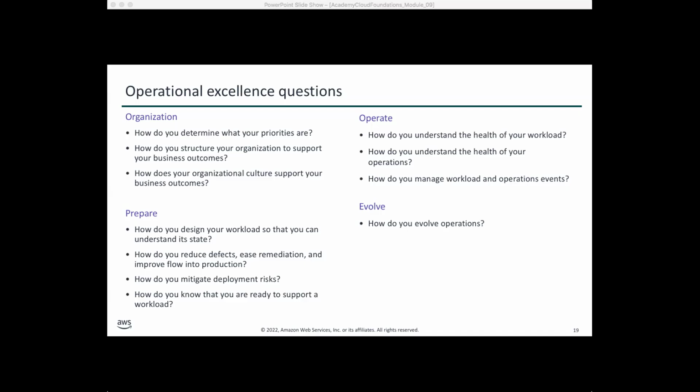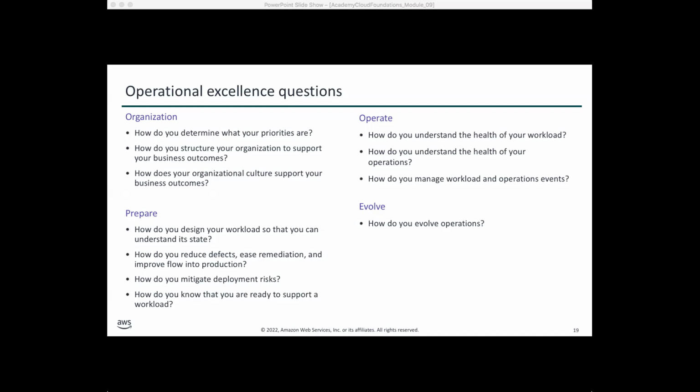Next is prepare, based on the organization. How do you design your workload so that you can understand its state? As you can see, there are a few more questions which follow. So basically, an architect or whoever is responsible for designing your cloud workload should answer these questions, and based on these answers, the design should be done. How do you reduce defects, ease remediation, and improve flow into production, and many other questions.